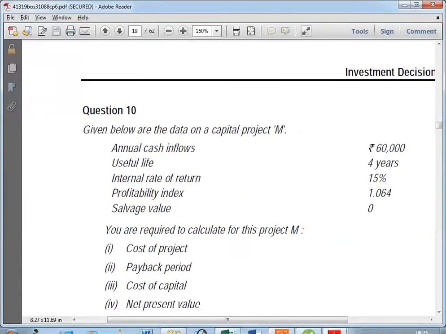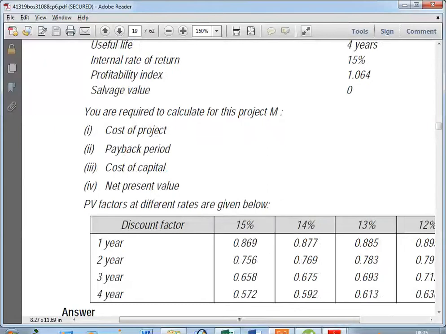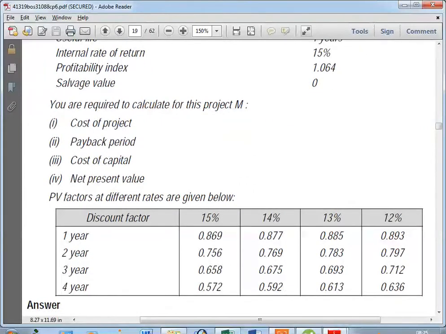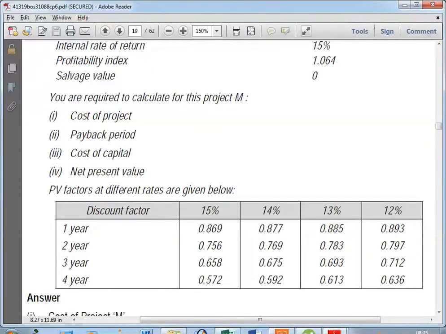This is how the question was. Below this is what would have been given: 15%, 14%, 13% and 12%. Basically, to get the annuity factor, you'll have to add these. The total of each will be one number, and one of the totals will match 3.038. This table is missing in the question. In exam, this was there. This is an IPCC problem, not a final problem. So there this table total was there.